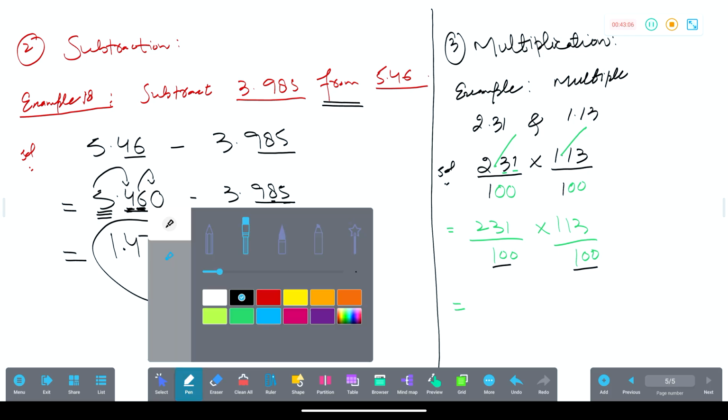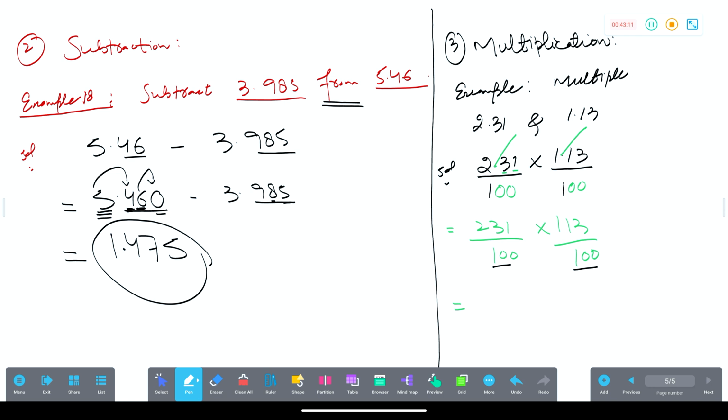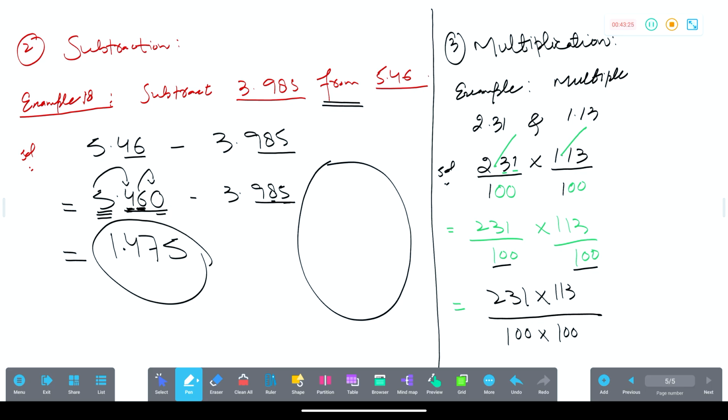Now let me carry it on. So 231 has to be multiplied with 113, and 100 has to be multiplied with 100. Now let me carry on that multiplication here and I will write the answer directly. I am taking 231 into 113 in the rough space. So let us start. Now it is normal multiplication.